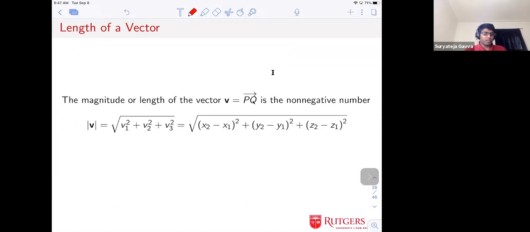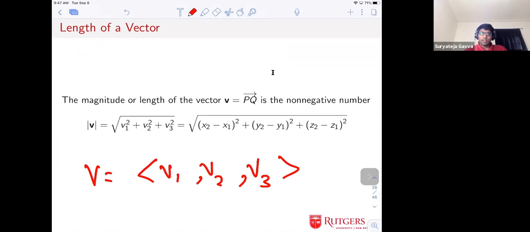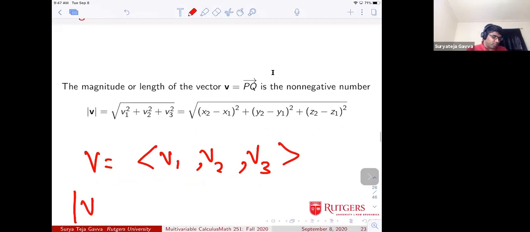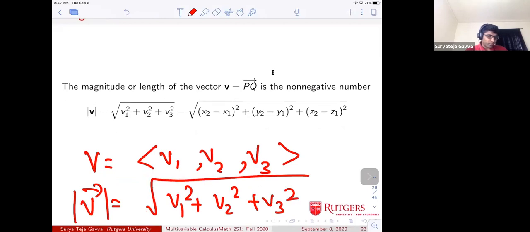Okay, can you tell me what is the length of the vector? The length of the vector is, again, so if v is (v1, v2, v3), by our Pythagorean stuff, v1 is x2 minus x1, v2 is y2 minus y1, v3 is z2 minus z1. So the length of the vector v would be just v1 squared plus v2 squared plus v3 squared, square root of that.